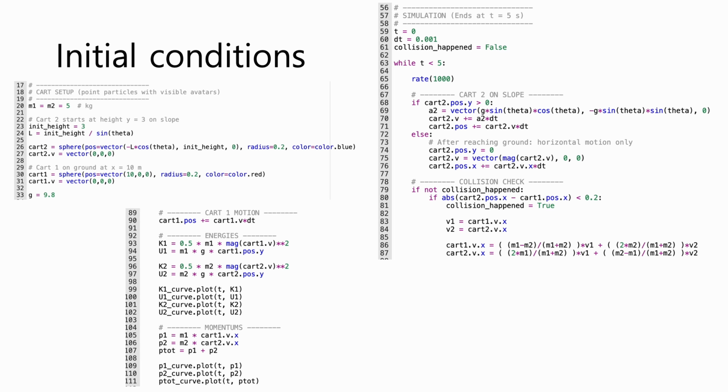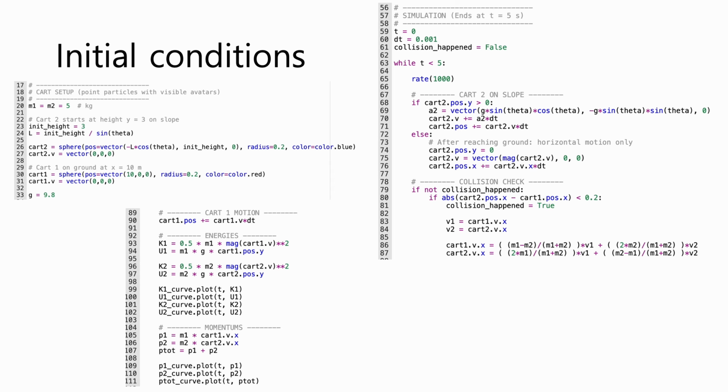Here are the initial conditions. The mass of the two carts is 5 kilograms. The initial height is 3 meters. And as you can see, the energy and momentum principles are displayed in the code, as you can see on the second and third image.